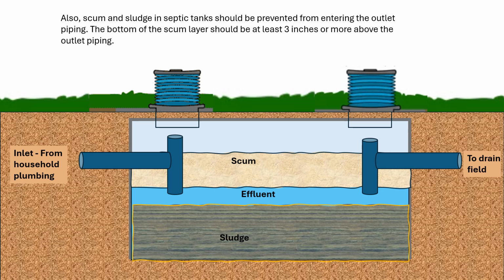Second reason is to ensure that the sludge and scum layers aren't so thick that solids are entering into the outlet piping. One important measurement is between the bottom of the scum layer and the entrance to the outlet piping. This distance should be at least 3 inches or more, which gives you a degree of safety for solids that might have the ability to enter into the outlet piping and enter the drain field.